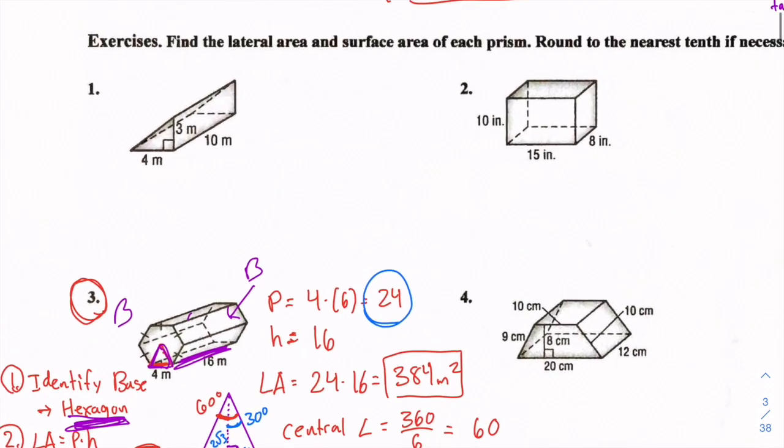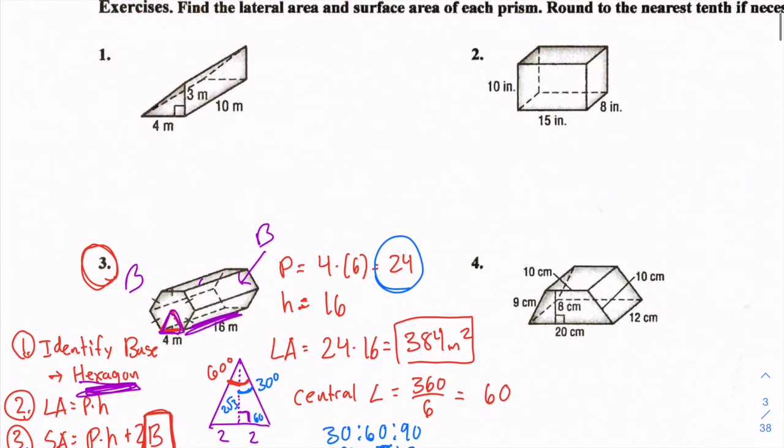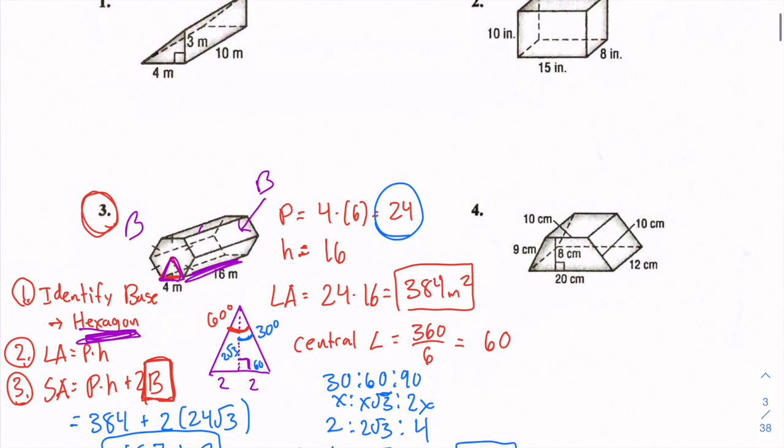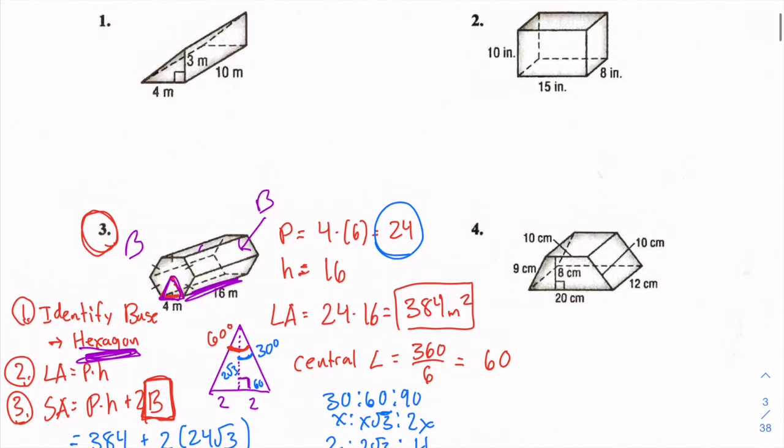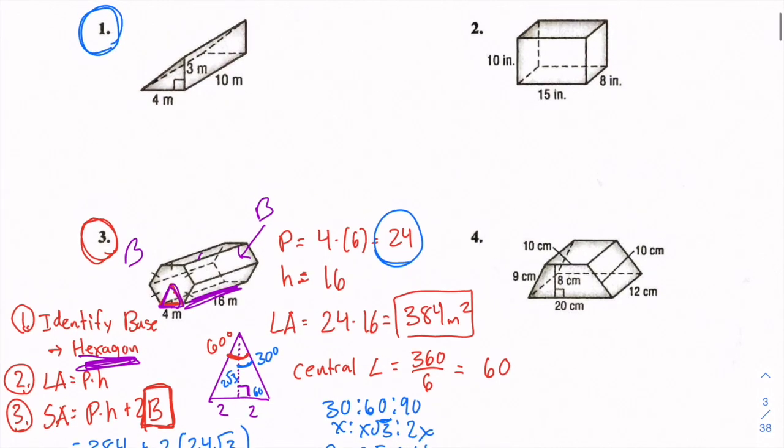Okay. I'm going to speed through number 1 just to get a quick, easy example. So number 3 is probably one of the hardest problems you can ever have. But number 1, I just want you guys to practice step 1 a lot. Step 1 is ID the base. What's the base for this one? Boom. It should be a triangle. So the base is a triangle. Hopefully you figured that out.